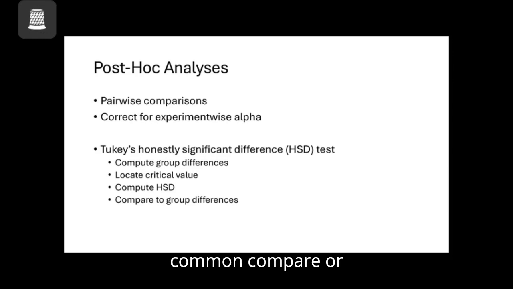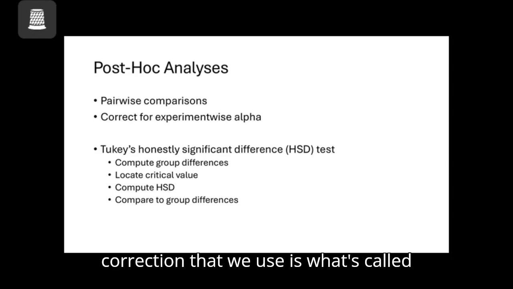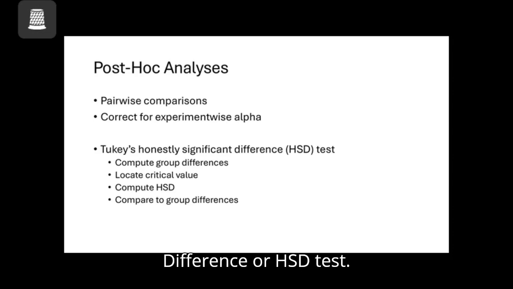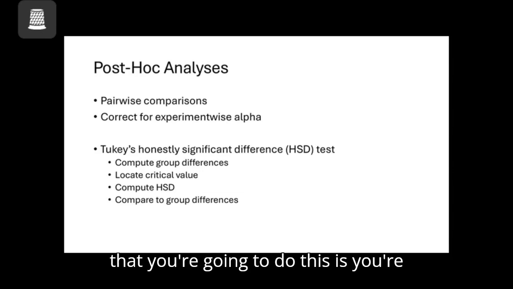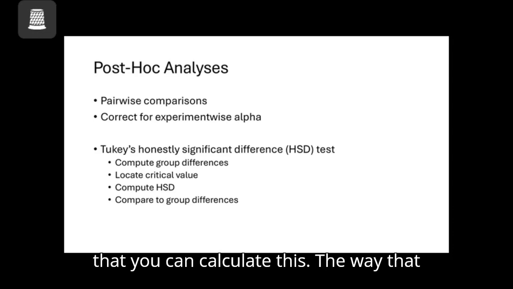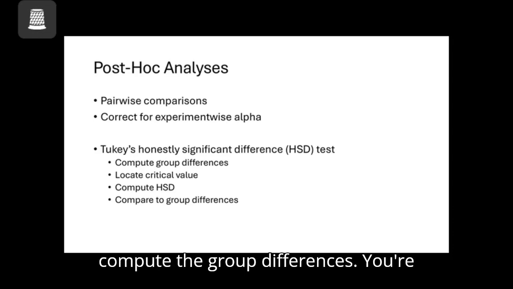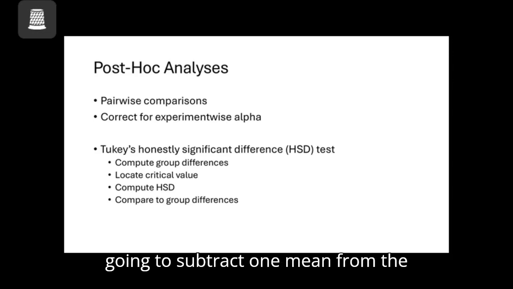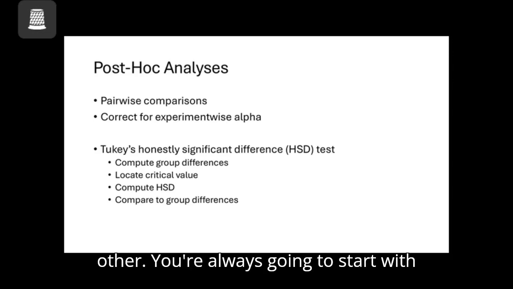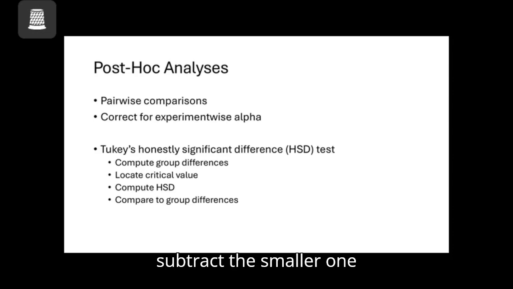The most common correction that we use is what's called the Tukey's Honestly Significant Difference, or HSD test. This is a statistical correction. It just slightly modifies the calculation in order to correct for that extra alpha of running multiple tests. So there are a few different ways that you can calculate this. The way that the book has you do this is a few different steps. So you're going to compute the group differences. You're going to take the mean scores and you're going to subtract one mean from the other. You're always going to start with the larger one. You're going to subtract the smaller one from the larger one.